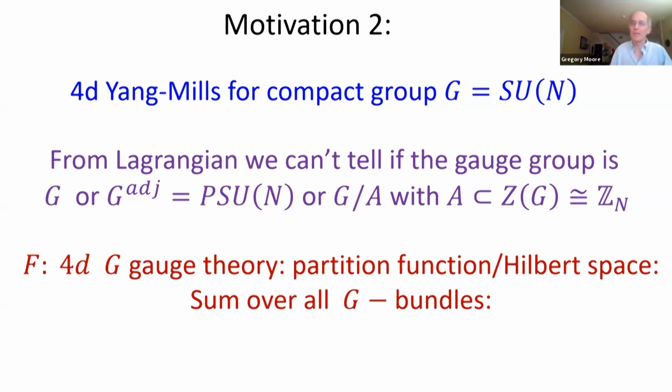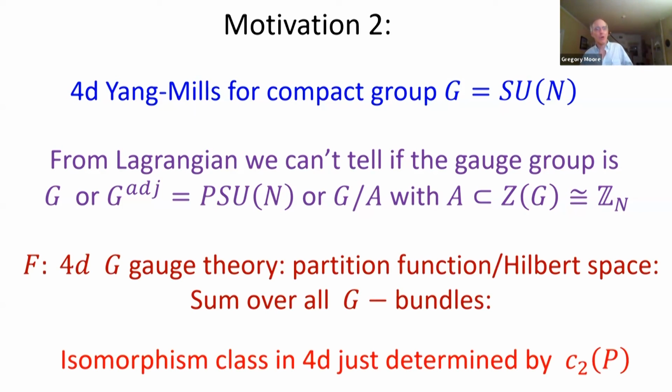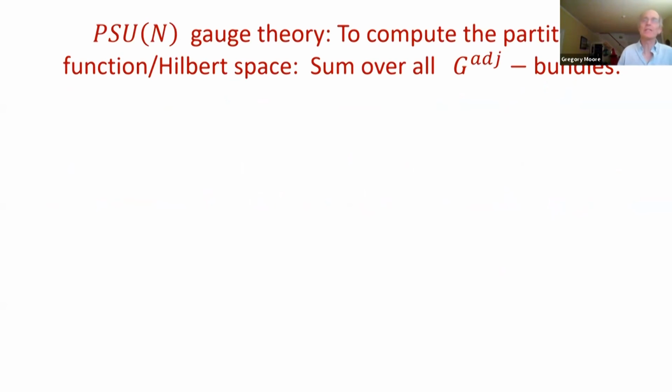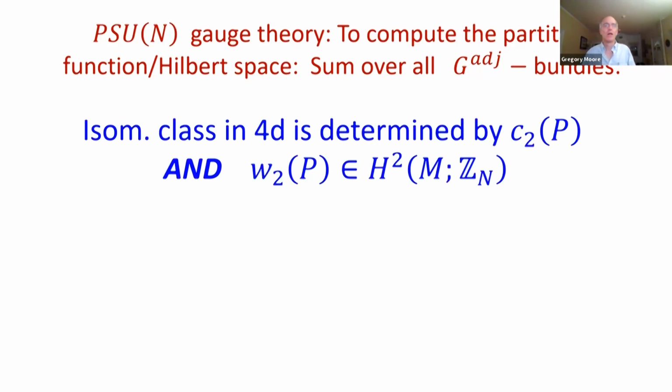And when we calculate the partition function or the Hilbert space of SU(N) gauge theory, we're instructed to sum over all principal G bundles. Now, in 4 dimensions, the isomorphism class of a principal G bundle is just determined by its second Chern class. But contrast that with PSU(N) gauge theory, where to compute the partition function or the Hilbert space, we have to sum over all adjoint PSU(N) bundles. So the isomorphism class in 4D of such bundles is determined by a second Chern class and a 't Hooft flux in physics, or a Stiefel-Whitney class, which is an element of the second cohomology of M with values in Z_n.